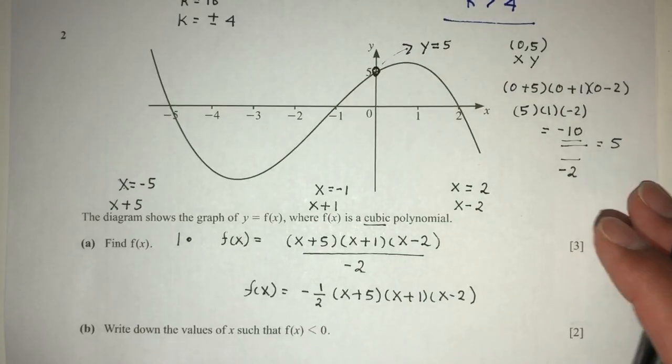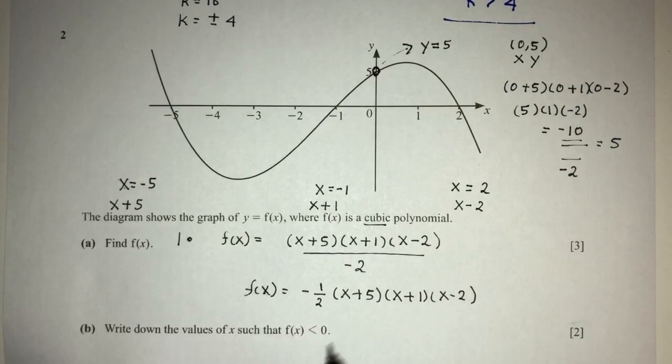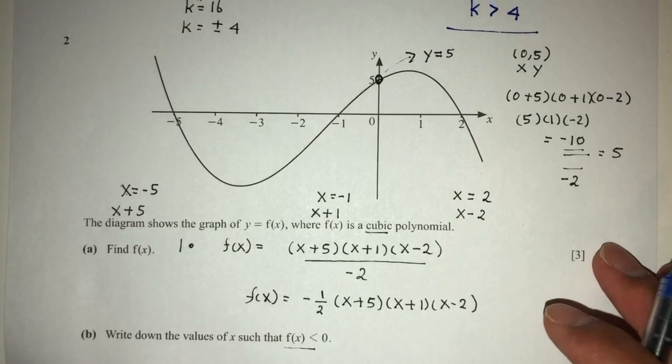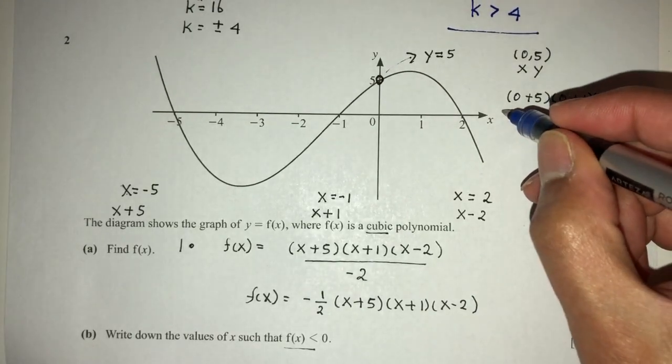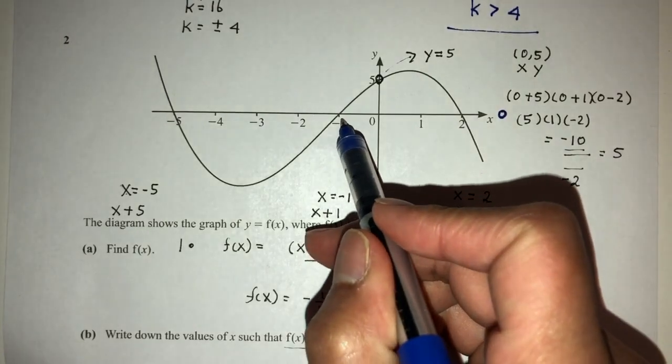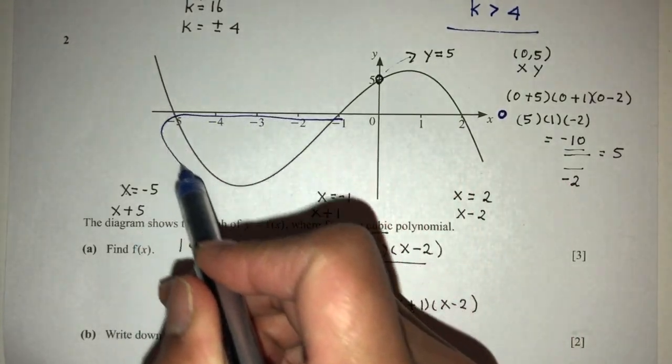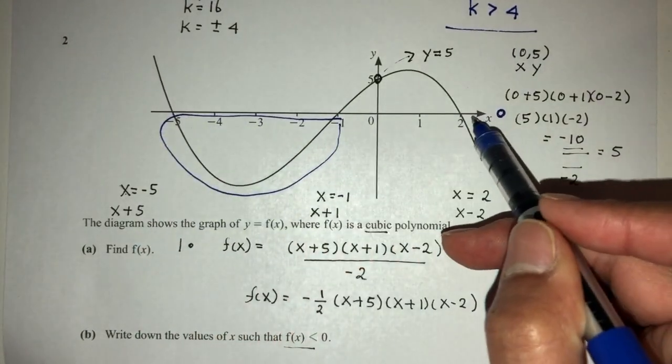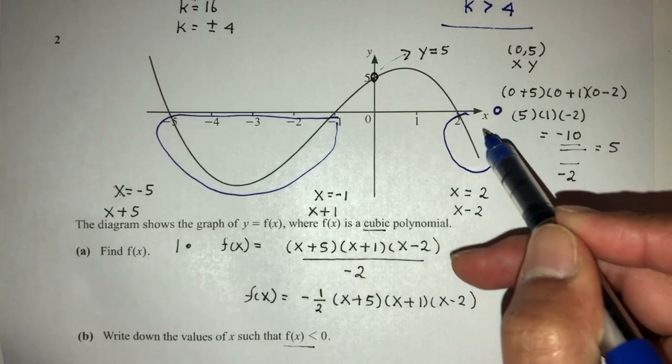Okay, so now part B: write down the values of x for which f of x is less than 0. So f of x is the curve. Where is the curve less than 0? If you observe, this is basically 0 here, right? Less than 0 will be, as you can see, between those two. Also for this part, it is less than 0.